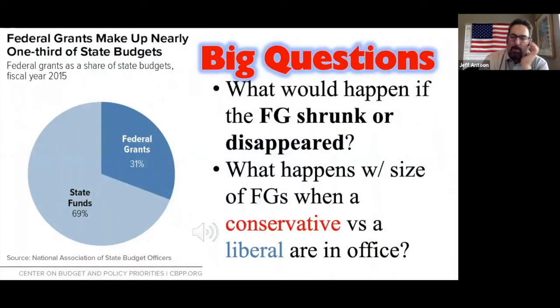But the big question is, what happens? Now look at this graphic. There's federal grants and there's state funding. And federal grants make up a third of state budget. So that's the state budget right there on the left. So let me ask you this. What happens if the federal government shrunk or disappeared? What happens if Trump didn't give the grants and tax people and give it back? It would shrink.